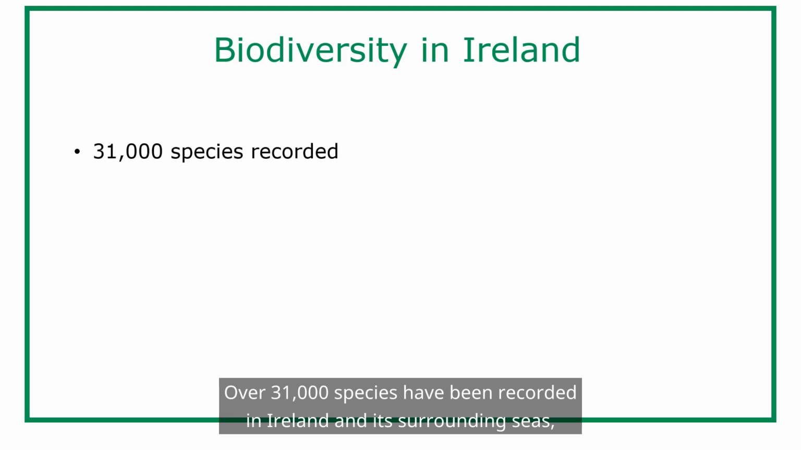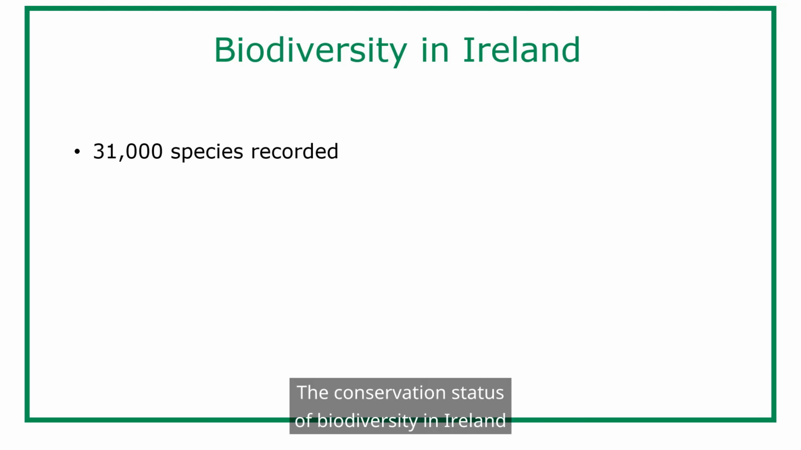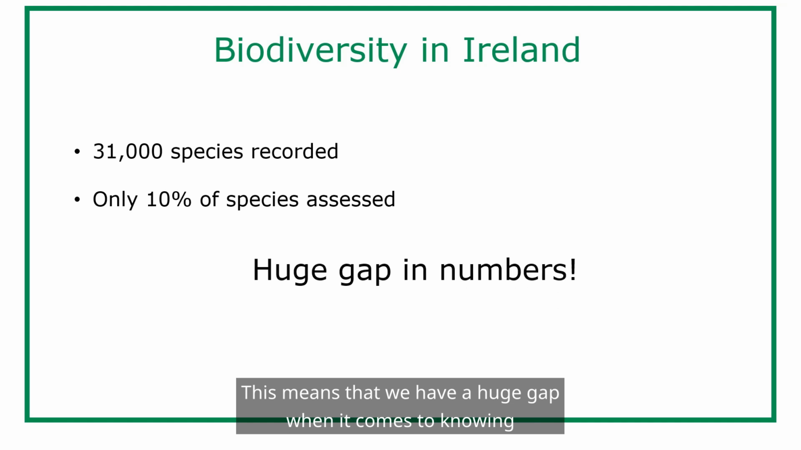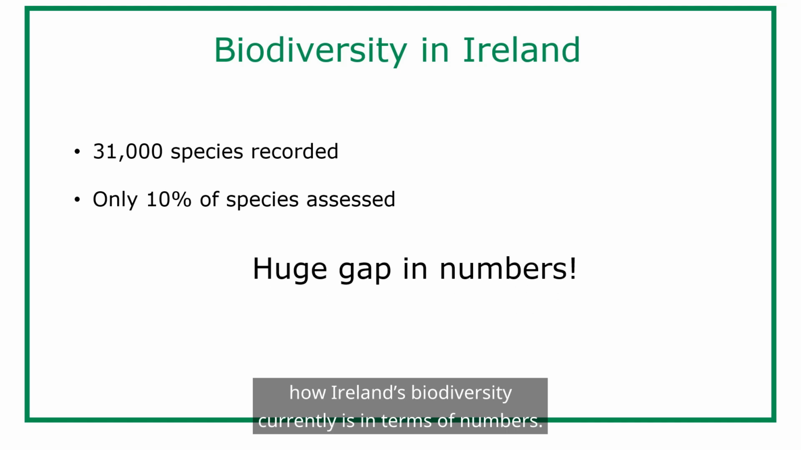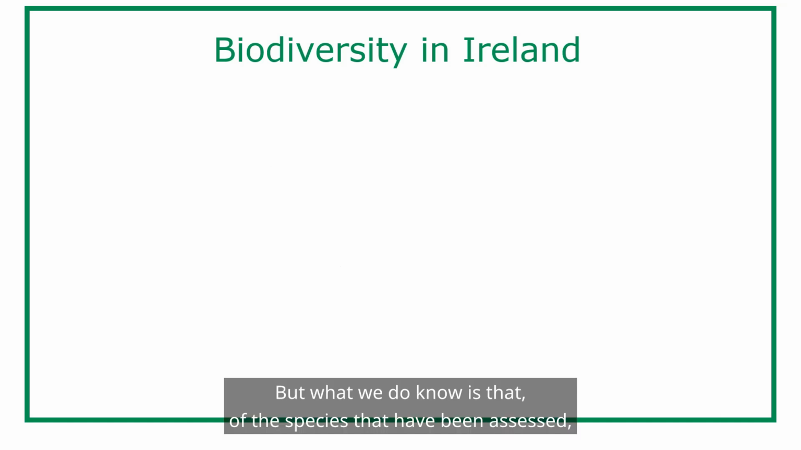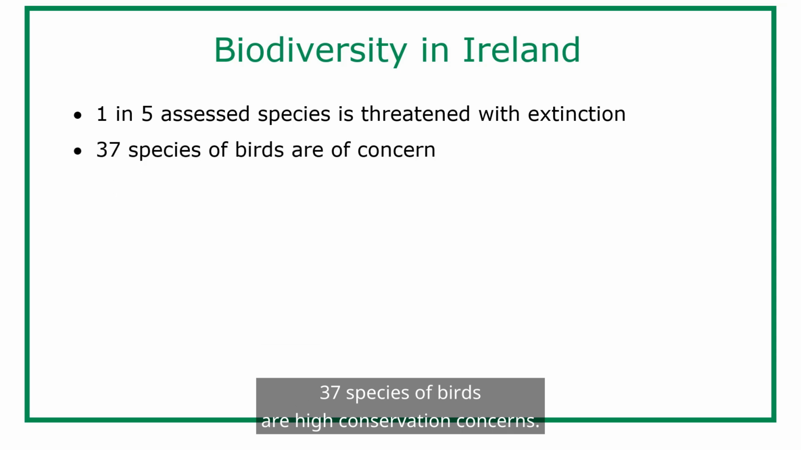Over 31,000 species have been recorded in Ireland and its surrounding seas, and many more have yet to be discovered. The conservation status of biodiversity in Ireland has only assessed 10% of all species. This means that we have a huge gap when it comes to knowing how Ireland's biodiversity currently is in terms of numbers. But what we do know is that of the species that have been assessed, 1 in every 5 is threatened with extinction. 37 species of birds are high conservation concerns.